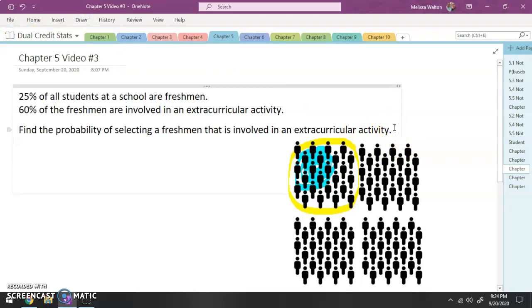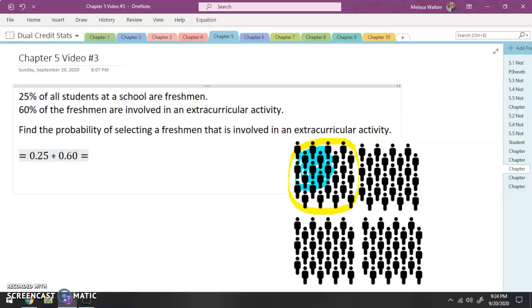So first off, first event was 25%. 25% of my population are freshmen. And if that's where the problem ended, what's the probability of me selecting a freshman? I'm done, 25%. However, I need to also select a freshman that's involved in an extracurricular activity. So out of my 25%, 60% of them are involved in an extracurricular activity.